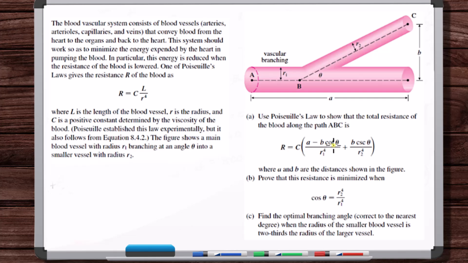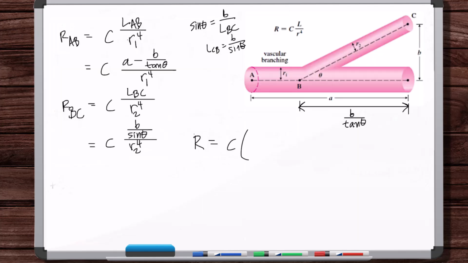So we can write it as cotangent theta, and then 1 over sine theta is cosecant. So we'll say A minus B cotangent theta over R1 to the fourth, right? That's cotangent. And then plus 1 over sine theta is cosecant, B cosecant theta over R2 to the fourth. And there you go.